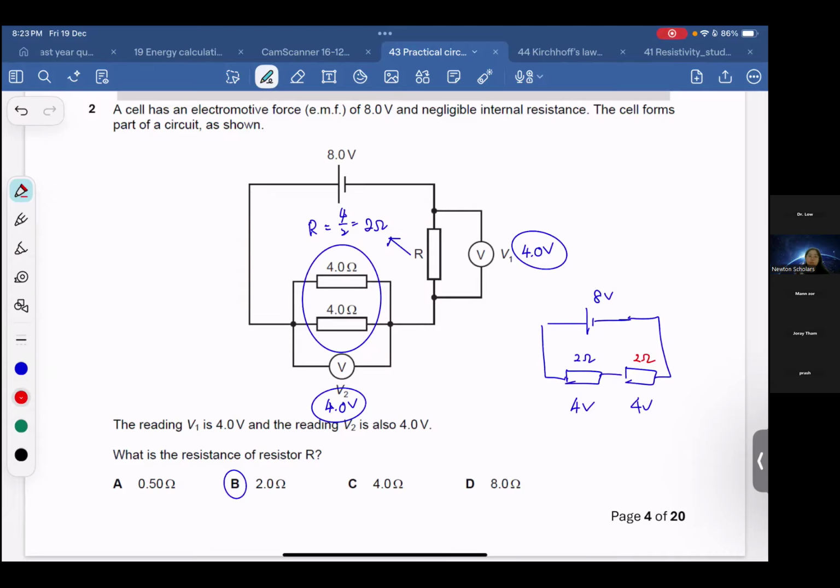Then V1 and V2 having the same voltage, that means they're having the same resistance. So you have to solve this part. What is this resistance value? So it's 2 ohm. Then your resistance for measuring your V1 is also 2 ohm. That's all. Okay, so no question, we go to your page number 5.